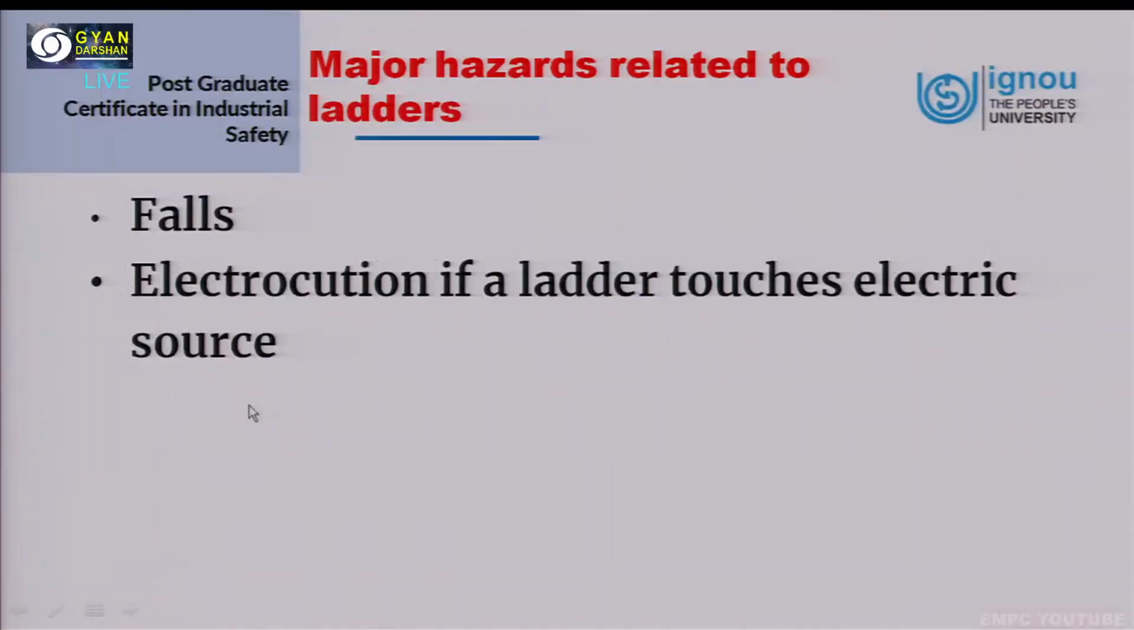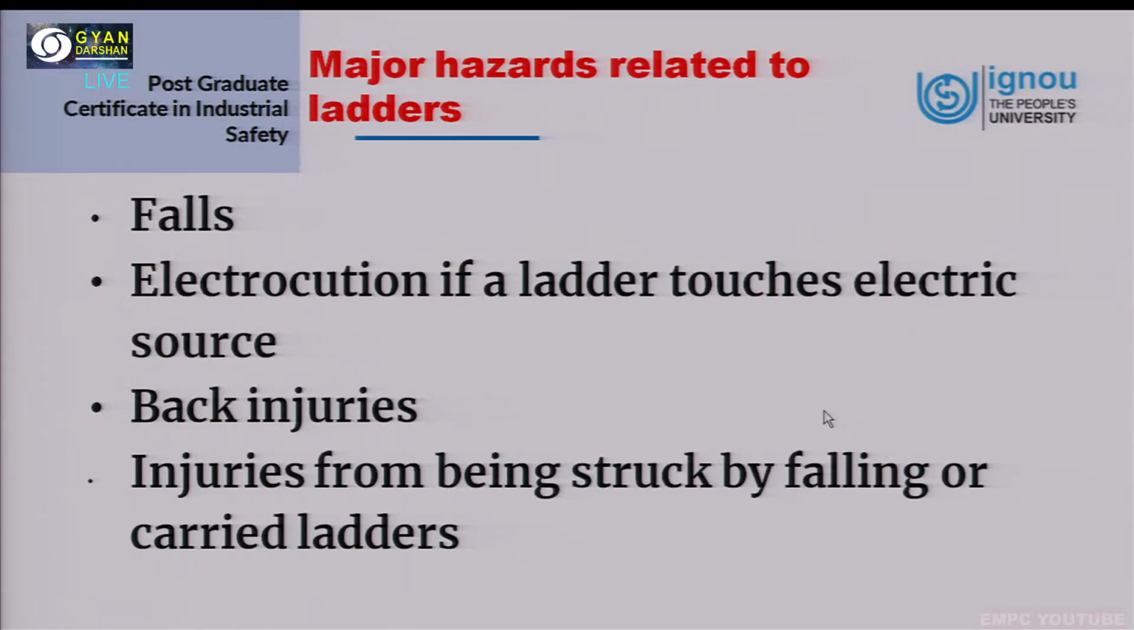The next major hazard is back injuries, and these happen when people who use ladders for reaching out might stretch a bit or overreach while standing at the same position. This can cause back injuries. We will look into detail how this can be avoided. But before that, we look into the fourth major hazard that is related to ladders.